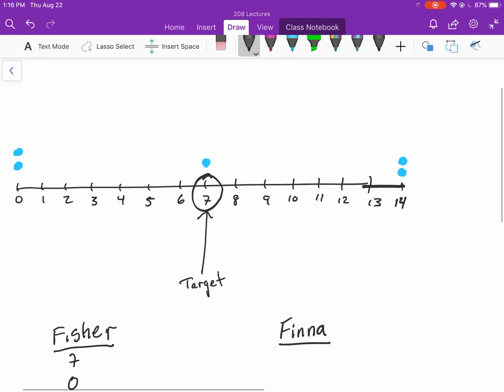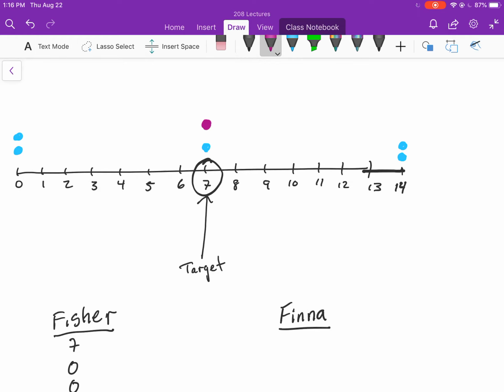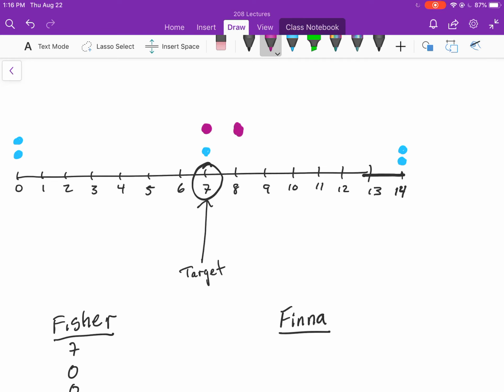And Finna is going to play, and she needs a different colored dart. So let's give her, she's going to go with fuchsia. And then her first dart is going to be thrown here. It lands at about the 7 area. But her next dart is off, and it's at the 8. And her next dart is at a 6. And her next dart's an 8. And her next dart is a 6.